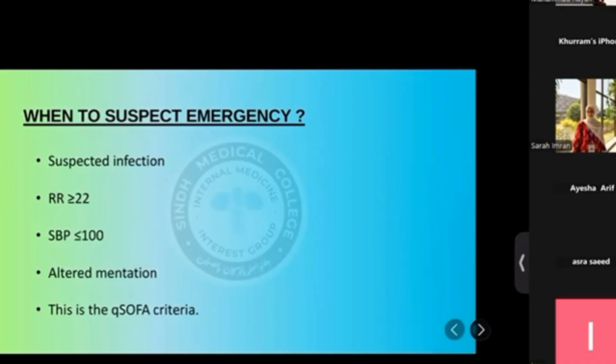Similarly, there's a score known as the Q-SOFA criteria. If a patient has all these four, and the score is greater than two or more than three, triage is done and the patient requires urgent ICU care. So that's how you differentiate: altered mentation is there, systolic pressure is less than 100, respiratory rate is greater than 22, and there is suspected infection. Then the Q-SOFA score will guide you further on where to place the patient: whether they can be managed in a general ward, or require a high dependency unit, or require an intensive care unit for treatment.